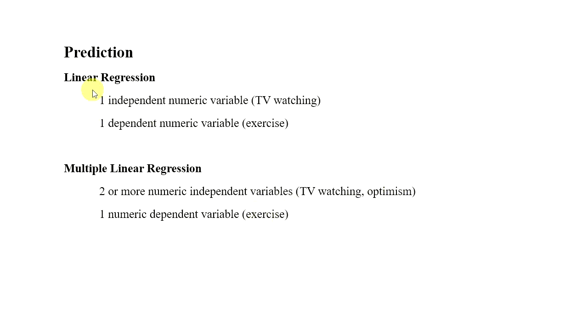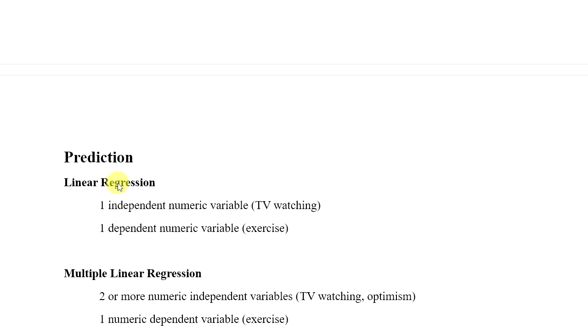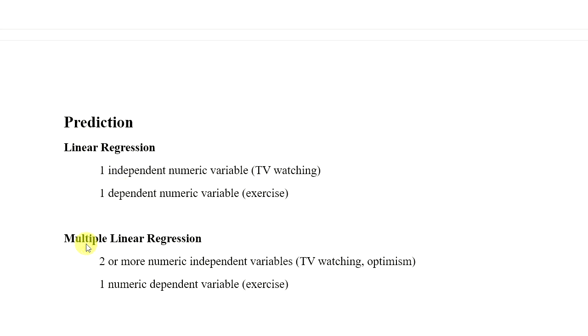So linear regression, just two numeric variables. It's very similar to that correlation. The only difference is that for the correlation, you're looking at the relationship. For the linear regression, you're looking at a prediction. And then for the multiple regression, you're going to have 3 or more numeric variables, and that would be 2 independent variables, so 2 predictors that you think can help predict that one dependent response variable.